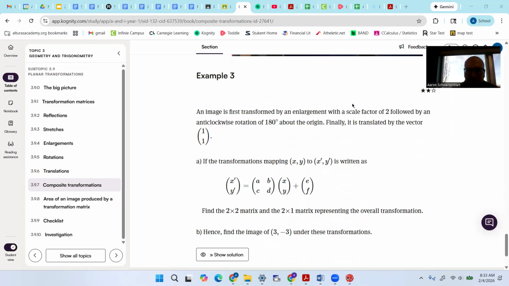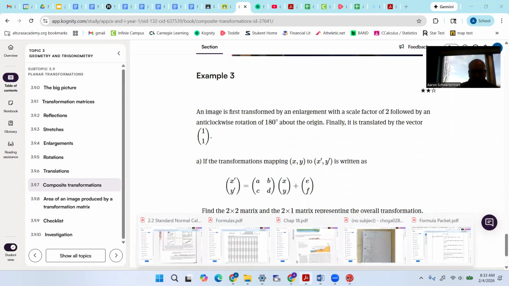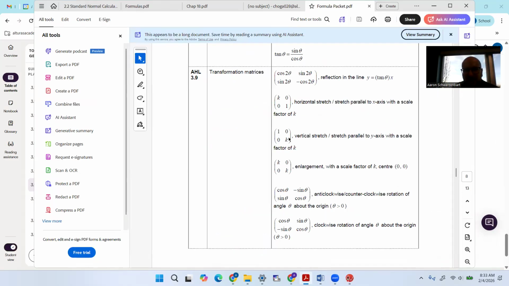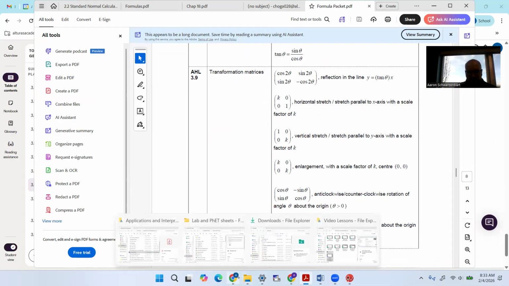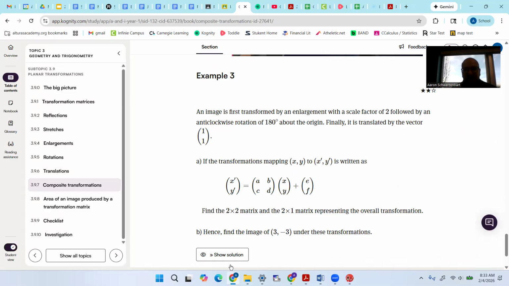So first, an enlargement of 2. We're going to take a look at the enlargement matrix. I think it's 2, 1, 1, 2. No, 2, 0, 0, 2. And that one has to be on the inside.